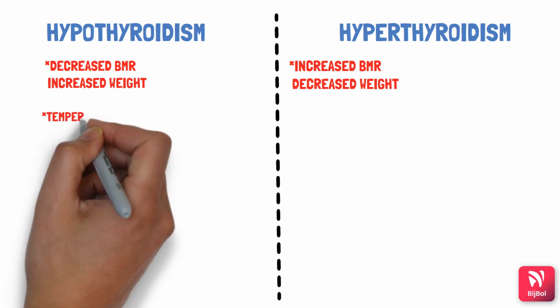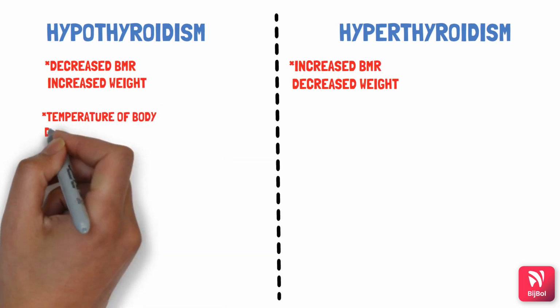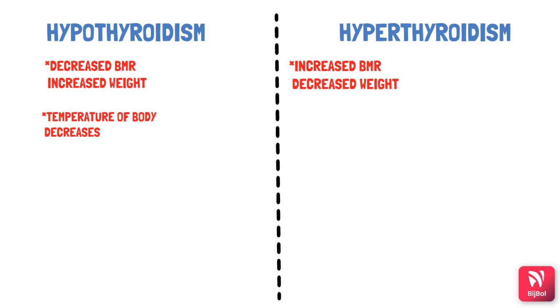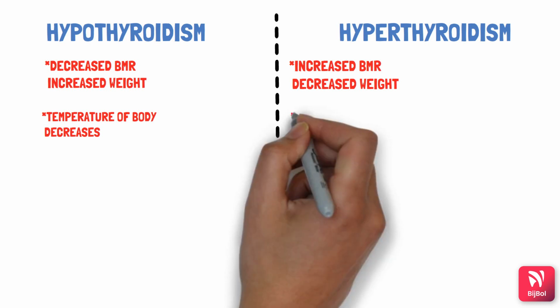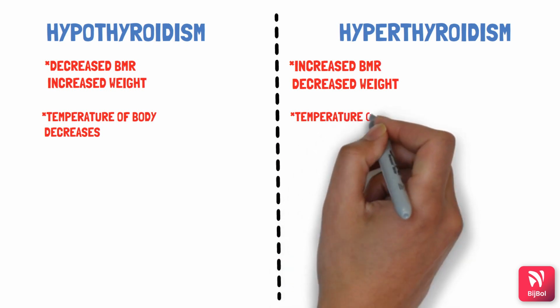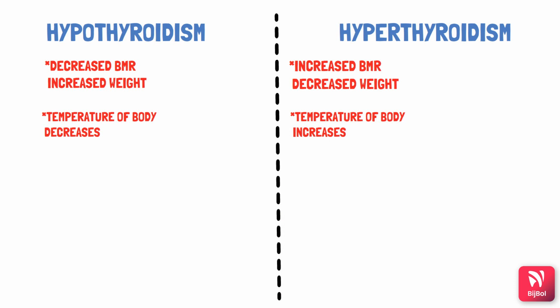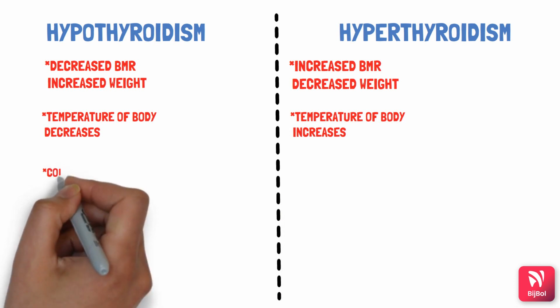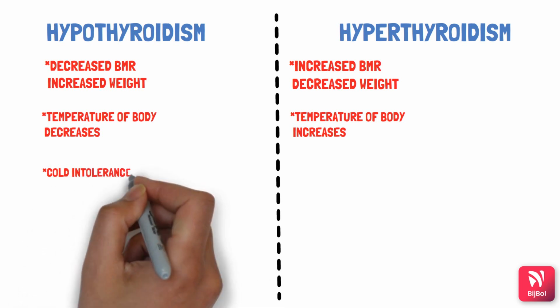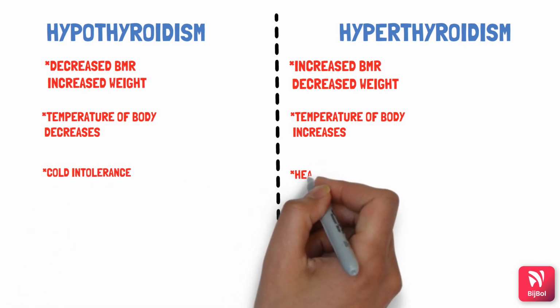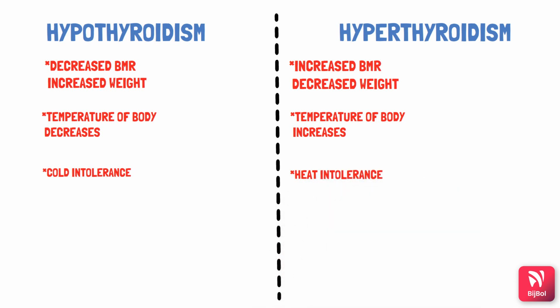Next, in hypothyroidism, as the body metabolism decreases, the temperature of the body also decreases. The body doesn't have much function to do, so the body gets cooled down. That is simple logic, right? So in hyperthyroidism, what happens? As the basal metabolic rate is high, the body temperature also automatically increases, because the body is doing much work to break down the stuff. So the temperature of the body shoots up. In hypothyroidism, the patient has cold intolerance, whereas in hyperthyroidism, the patient is intolerant to heat.